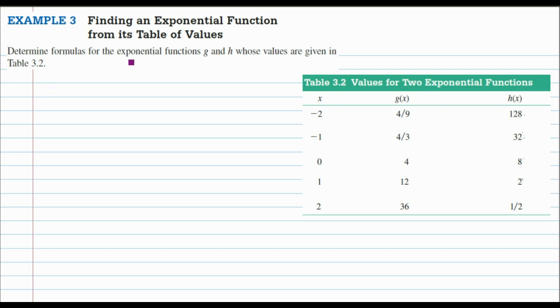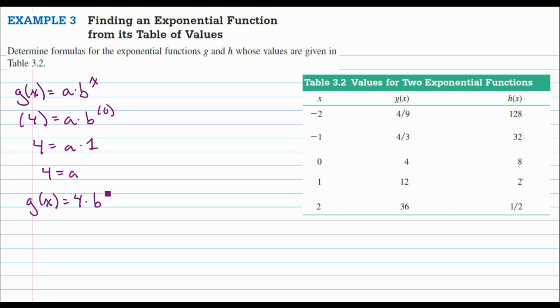Now it says that g of x is an exponential function, so I already know that g of x is going to come in the form a times b to the x. So what I can do is plug in the initial value, 0, 4 for x and y, and then solve for a. B to the 0 is 1, so a equals 4. My initial value is 4. So far I've got g of x equals 4 times b to the x.